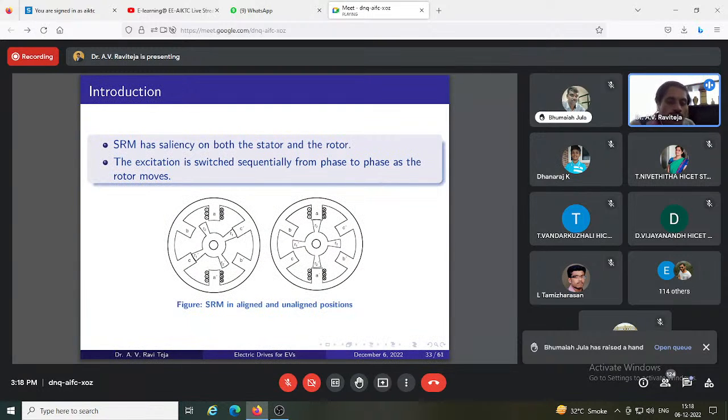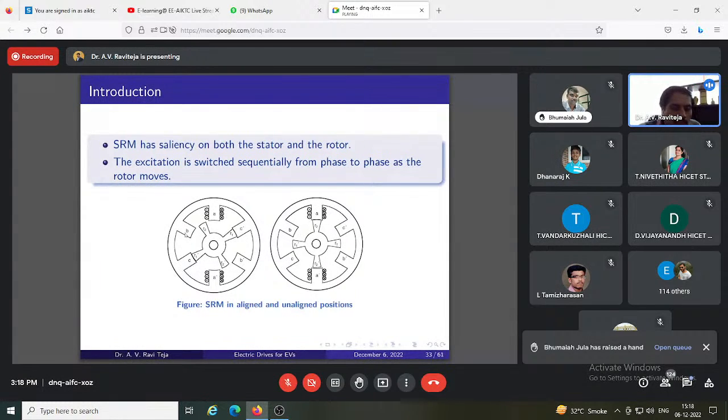So what is a switched reluctance motor and what is its working principle? We'll see first. The switched reluctance motor has saliency. Saliency means non-uniform air gap in the stator as well as rotor. See, the rotor also has perforations, the stator also has some projections, right? So how this operates is that it is switched sequentially.